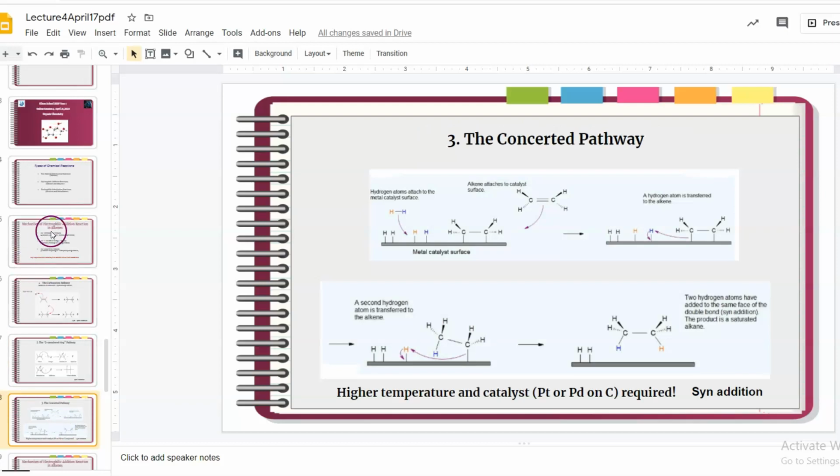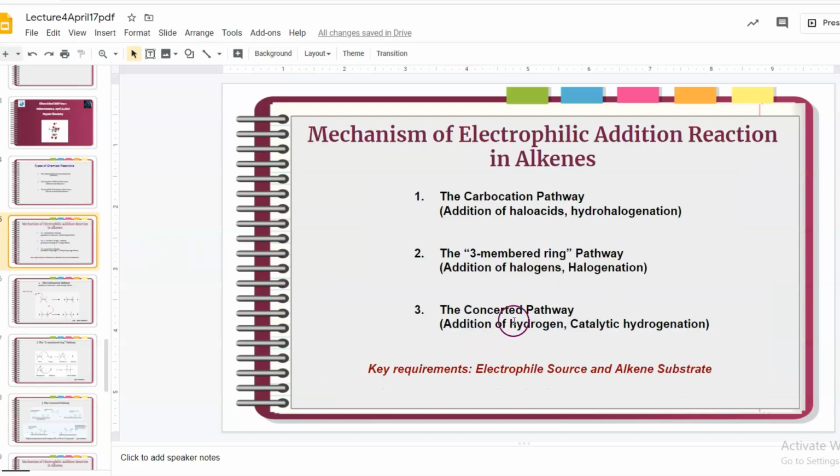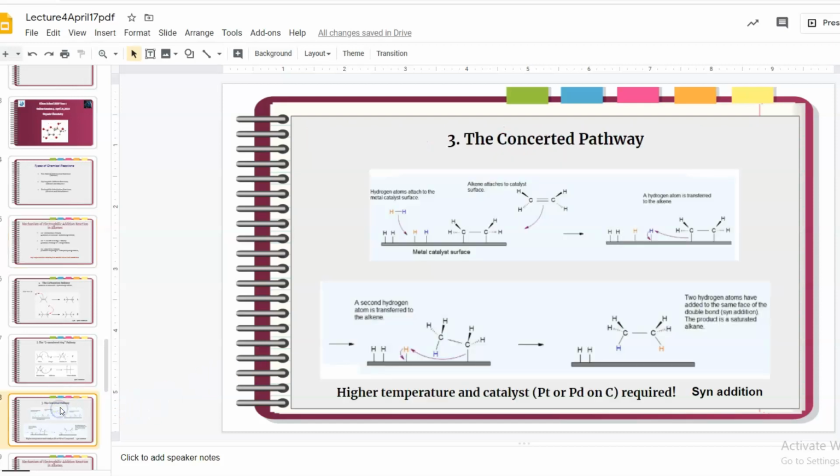If you go back to our summary slide, the concerted pathway happens whenever you are adding a hydrogen molecule over an alkene in the presence of catalyst. This reaction requires catalyst because the hydrogen molecule is pretty stable and you need catalyst in order to break that hydrogen-hydrogen bond. Okay, so the concerted pathway happens whenever you are adding a hydrogen molecule on an alkene, and those reactions are also called catalytic hydrogenation. Let's go to the reaction.